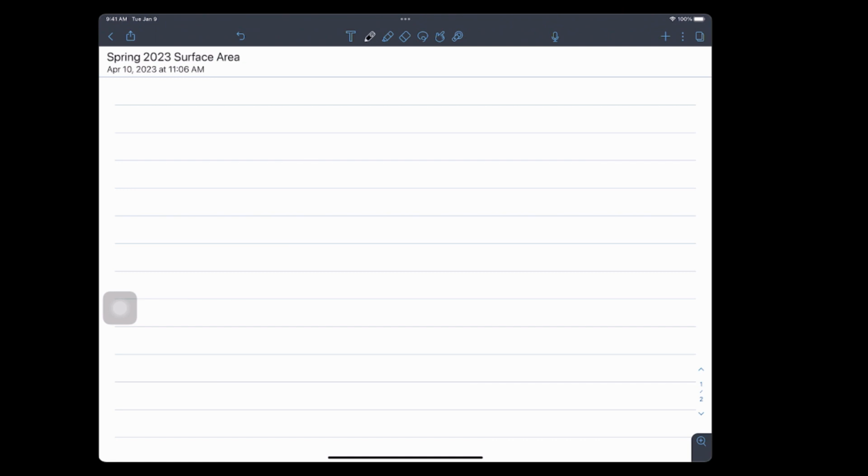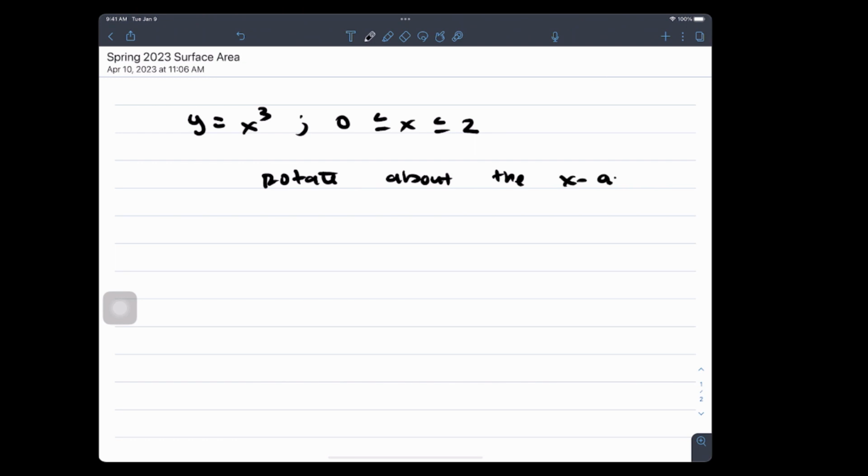All right, let's see here. We're going to say the following here. Your first example of this, we're going to take y equals x cubed, from 0 to 2. And you're going to rotate about the x-axis.